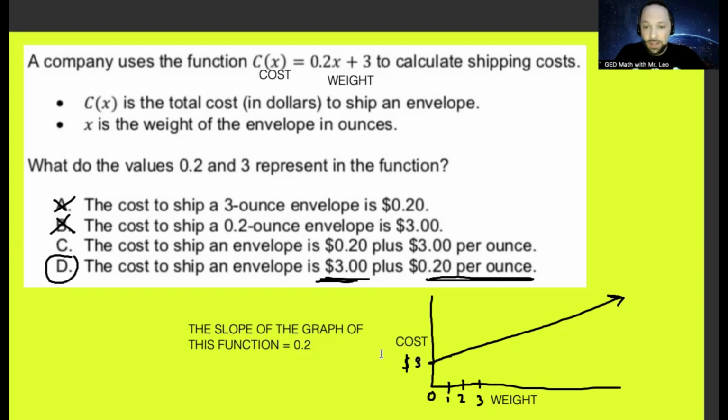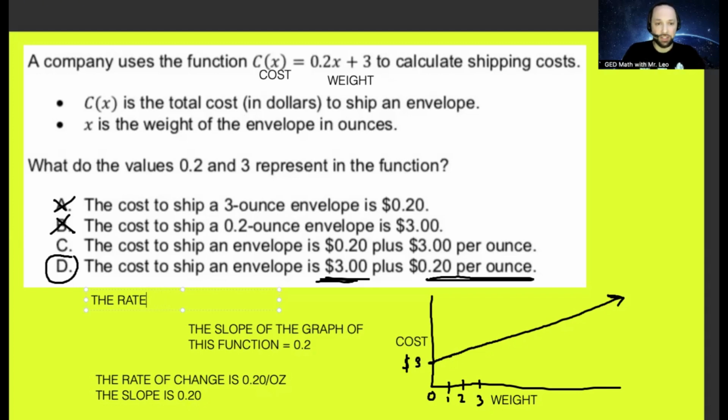Here's the idea. This is going up 20 cents every ounce, right? We would say the rate of change is 0.20 per ounce. I'll write it that way. The rate of change is 0.20 per ounce. Therefore, the slope is 0.20. The rate of change is the slope. Write this down. The rate of change is the slope.